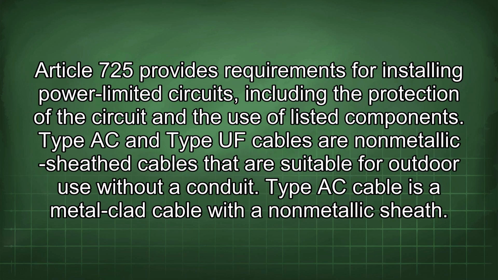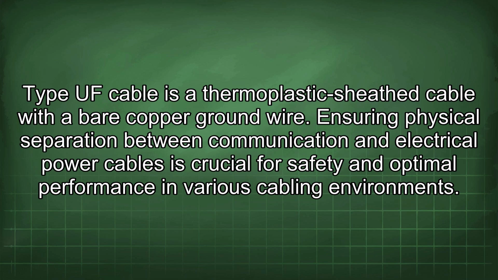Article 725 provides requirements for installing power-limited circuits, including the protection of the circuit and the use of listed components. Type AC and Type UF cables are non-metallic sheath cables that are suitable for outdoor use without a conduit. Type AC cable is a metal-clad cable with a non-metallic sheath. Type UF cable is a thermoplastic sheath cable with a bare copper ground wire. Ensuring physical separation between communication and electrical power cables is crucial for safety and optimal performance in various cabling environments.